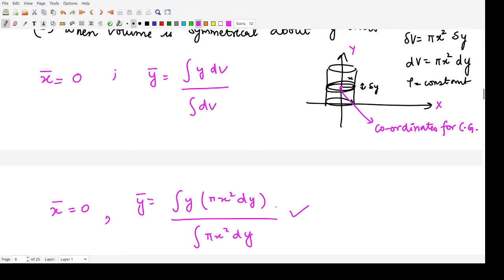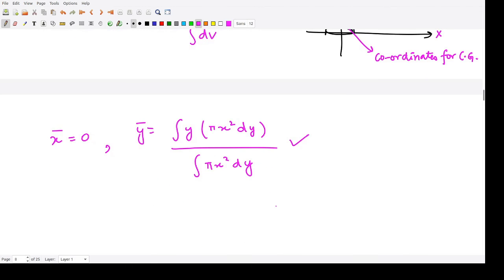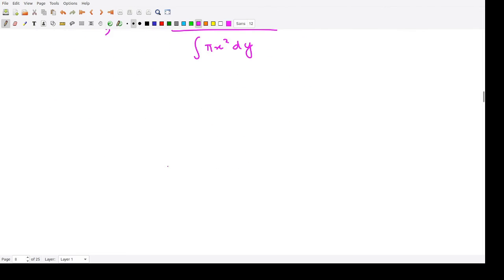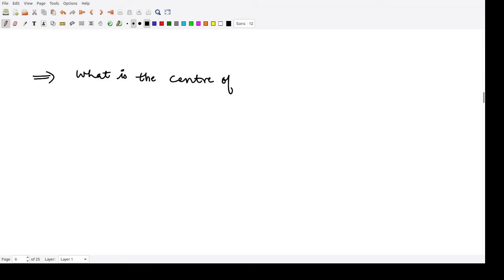So next we will discuss what is the center of gravity for the surface of revolution. So that means we are talking about area in this case, revolution.